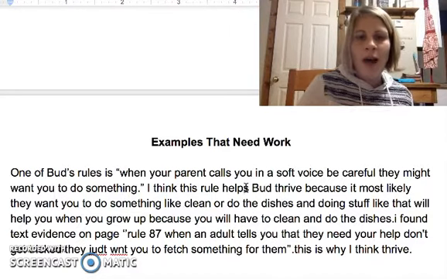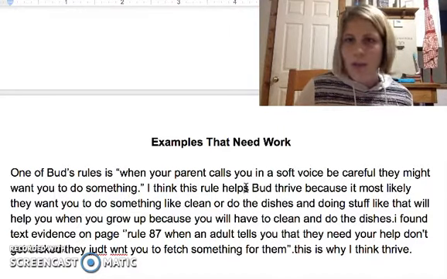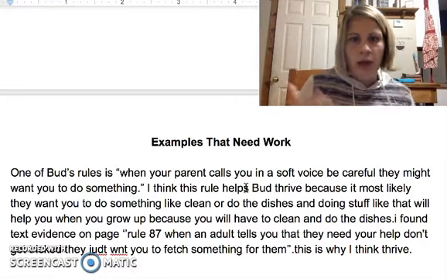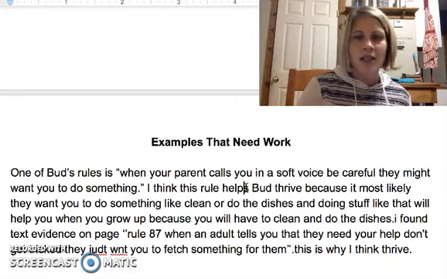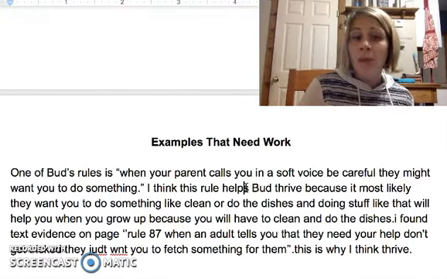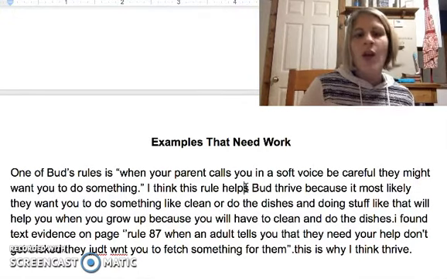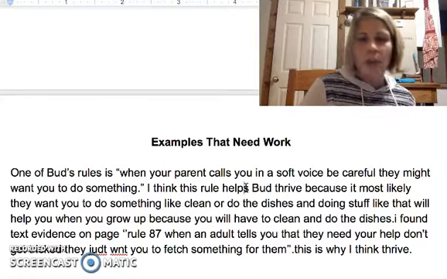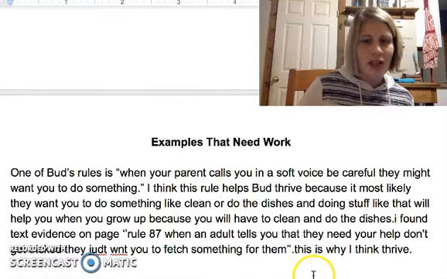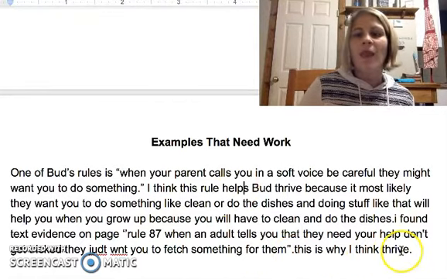So they're talking about that if a parent wants you to do something, it's okay because they're going to help you. That really is going to help you learn how to do the dishes and stuff. I found text evidence on Rule 87. When an adult tells you that they need your help, don't get tricked. They just want you to fetch something for them. This is why I think thrive.